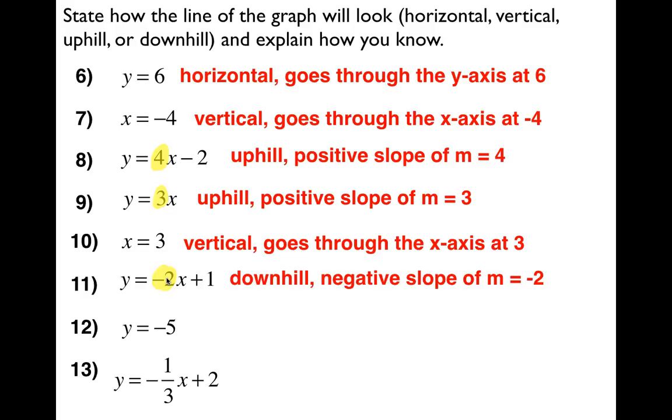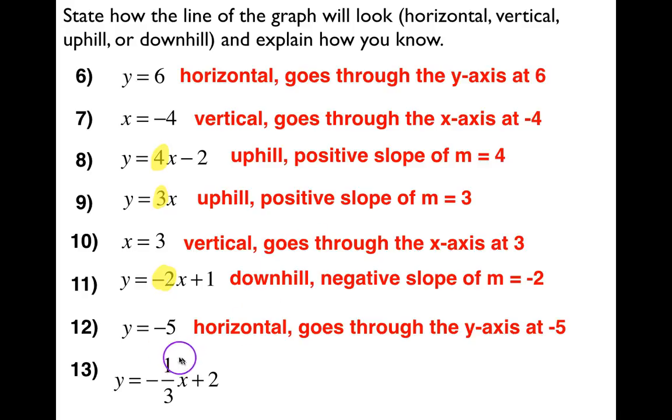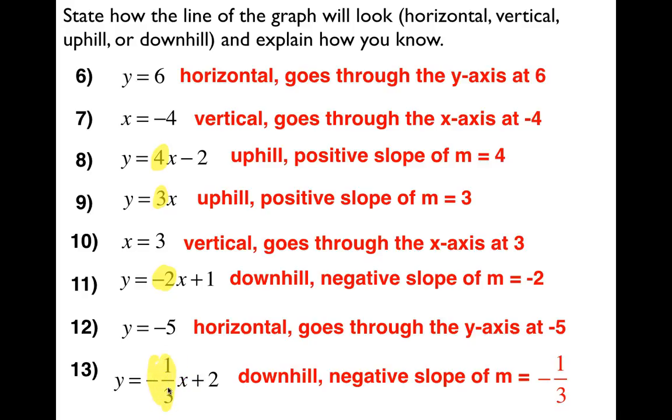Number 12 is going to be a horizontal line. Why? Because it goes through the y-axis at -5. And last but not least, number 13 is going to be downhill. Why? Because my slope is a negative number, -1/3 to be precise.